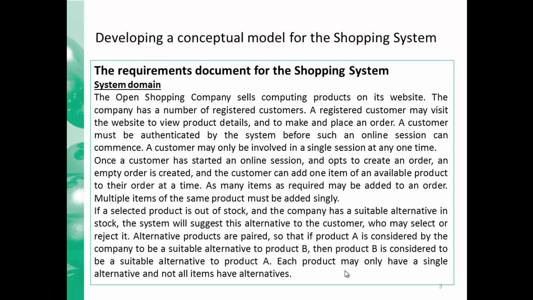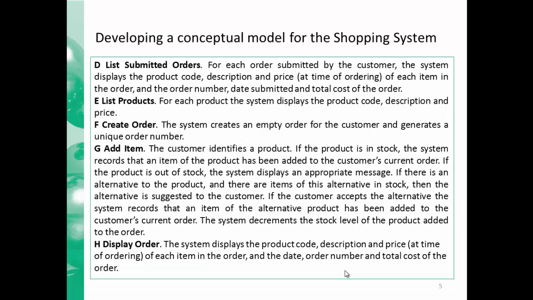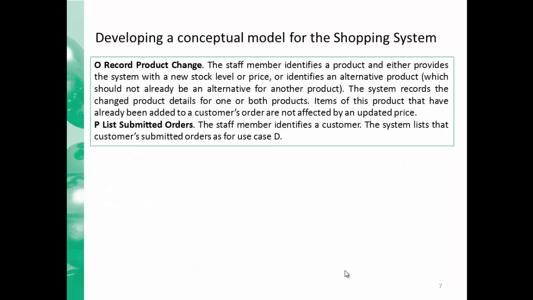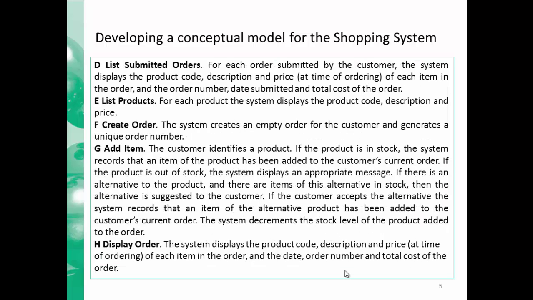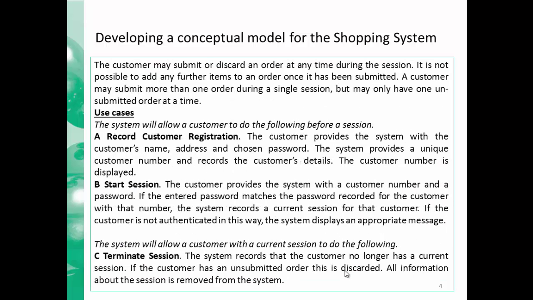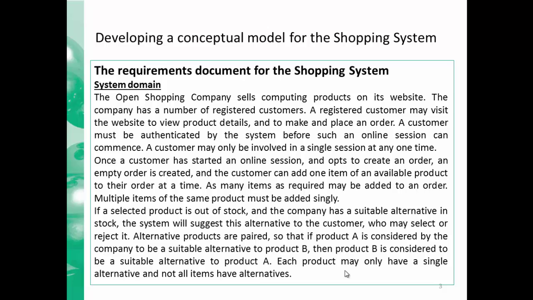As we have done in Unit 3, we start with the system domain for the shopping system. And as you can see, this is the written system domain for the system we are covering. As usual, we will use this system domain and the following use cases to identify the classes, identify the attributes, and identify the relations between them.